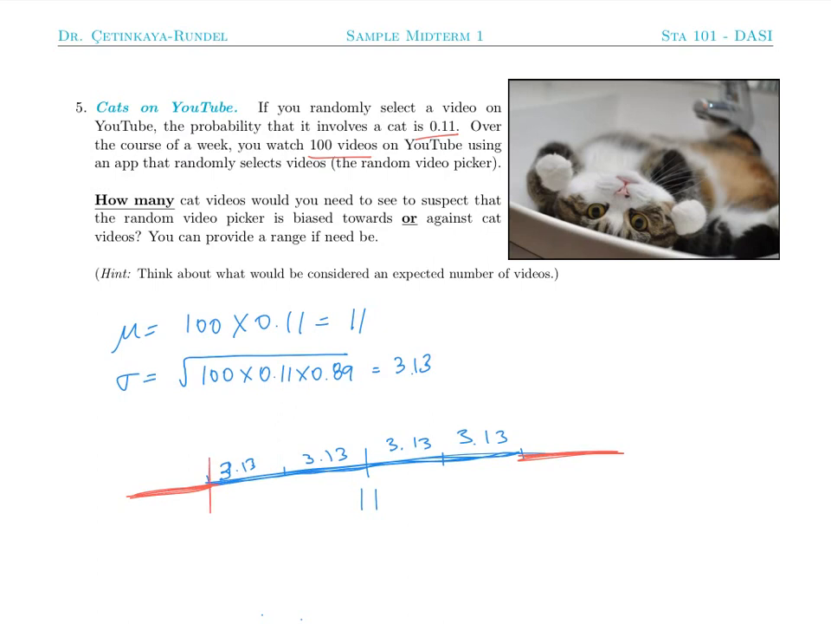So how would we calculate the exact range for this, like the exact numbers? How would I calculate the boundary beyond which I would consider unusual? If my expected value is 11 and my standard deviation is 3.13, and I'm saying anything more than 2 standard deviations away is unusual, how would I calculate these numbers?